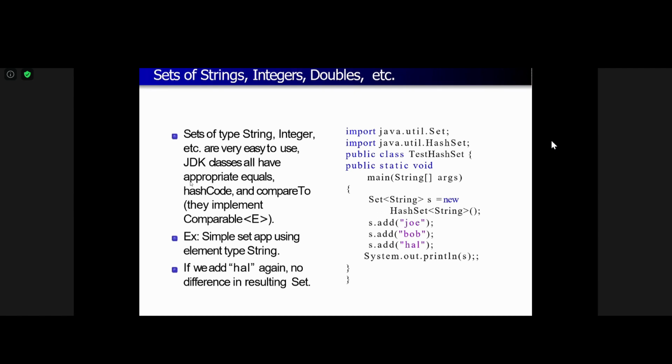Okay, so here's another little example. You can see that if we use these JDK classes as elements, everything is really easy because they all have equals, hash code, and compareTo implemented for us. So here we have a new hash set, the same thing as the tree set before. This is just a typo here, the formatting isn't great. So this is using the hash set of string.